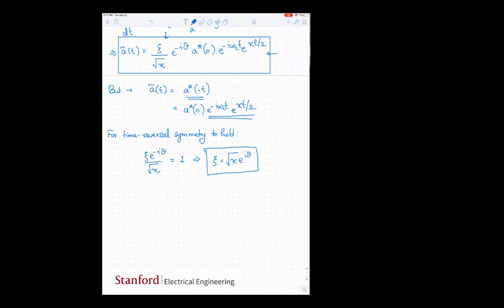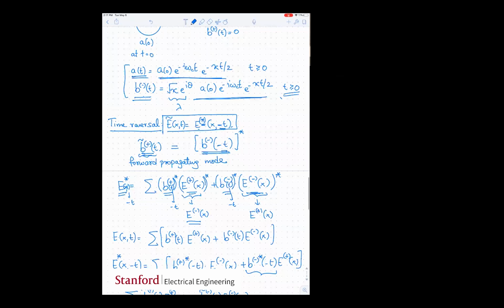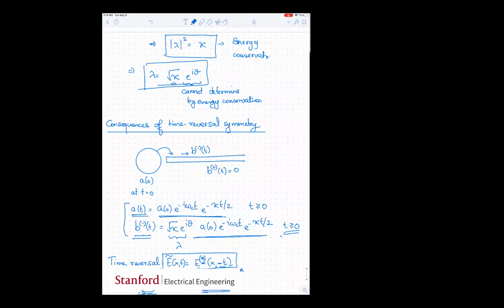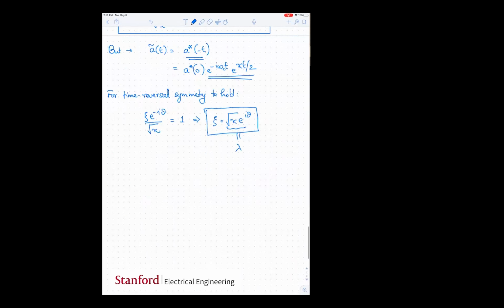So this, if you remember, is exactly equal to lambda. We calculated this above, this guy. Right? So what time reversal symmetry is telling me is that if I couple from my waveguide into the cavity, then it's the same thing as coupling from the cavity into the waveguide for this one port system. Yeah. And that makes physical sense, right? So this is just showing that in detail, right? So time reversal symmetry implies that incoupling and outcoupling are equal, right?